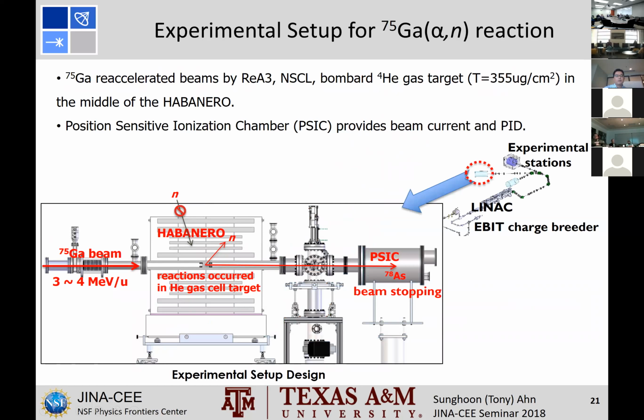The gallium-75 beam is bombarding the alpha particles in the middle of our HabaNERO detector, and then energetic neutrons come out, are thermalized by the polyethylene, and are captured by the proportional tubes. A position-sensitive ion counter is installed downstream of our setup to provide the beam profile, such as the beam normalization or beam contaminations.